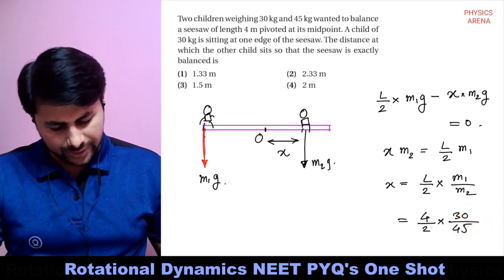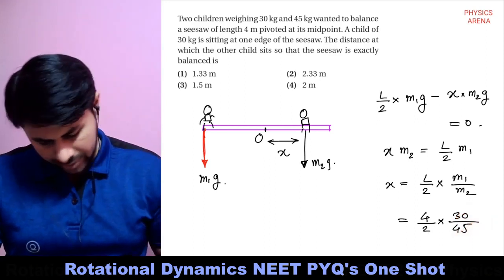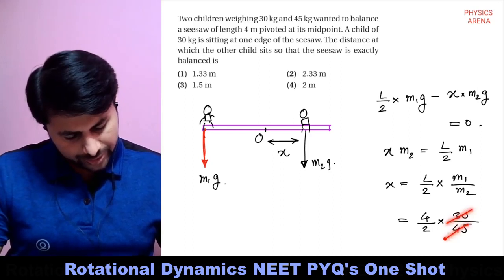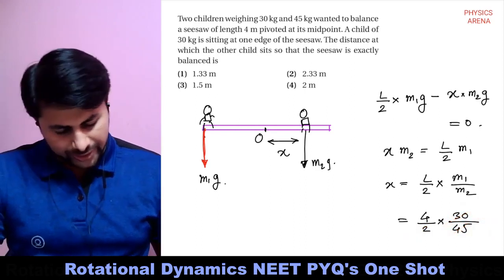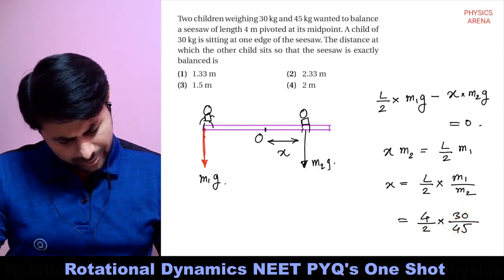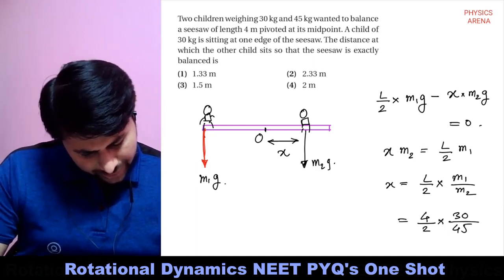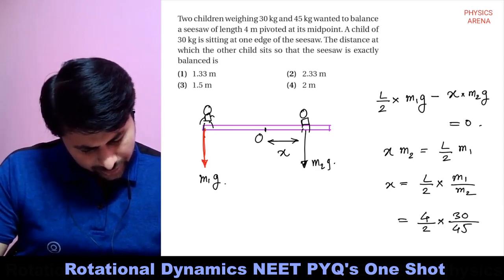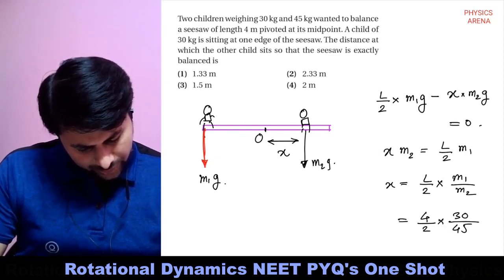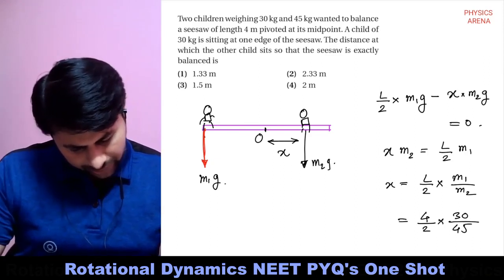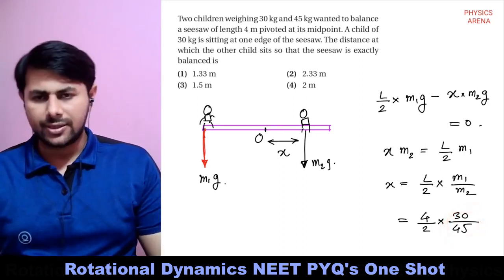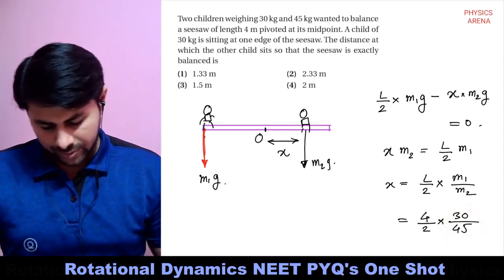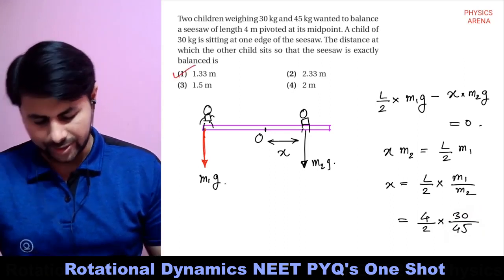Okay, so that 2 and 2 get cancelled, right? So 30 divided by 45 is 2 is to 3, 2 and 2 get cancelled, 4 upon 3, so 1.33. I'm sorry, I'm making some mistake. 1.33 meters, right. Option 1, 1.33 meters.